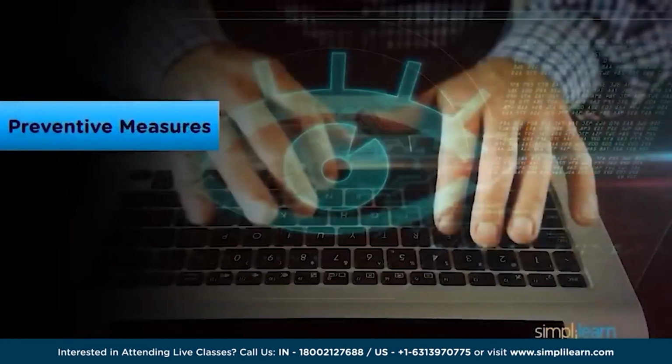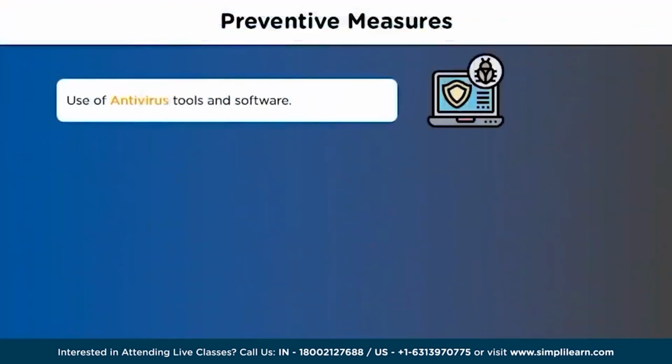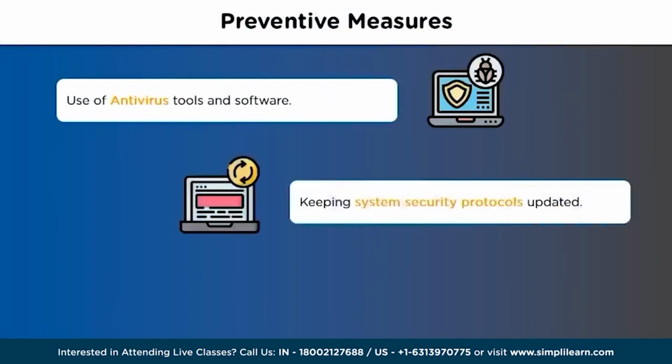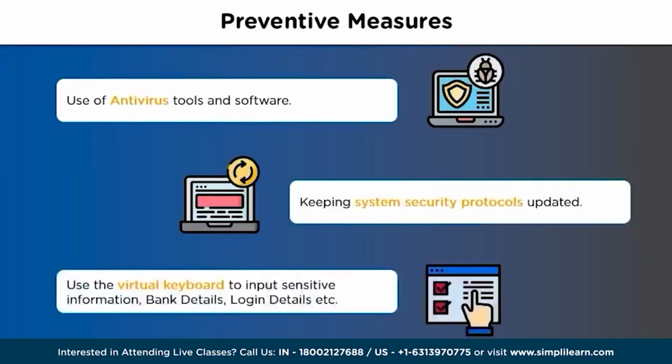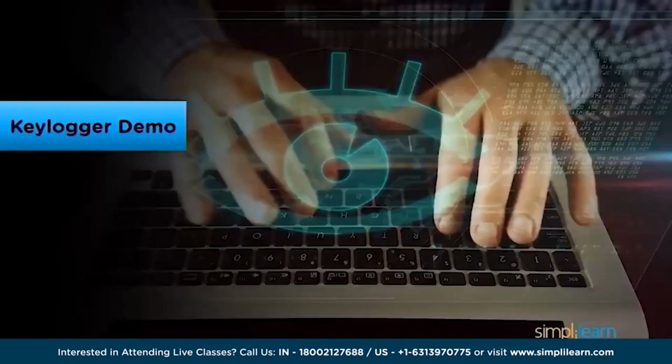Now, to prevent a system from getting infected by a keylogging program, let's take a look at different points. The first point is using antivirus software or tools, which can prevent the entering of malicious programs into the system. Then, keeping system security protocols regularly updated is also a good habit. And lastly, using a virtual keyboard to input our sensitive data, which may include bank details, login details, or passwords related to different websites.